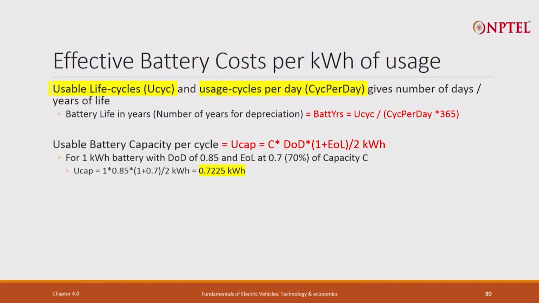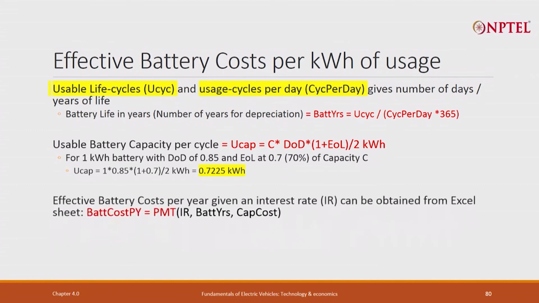So, your range should actually be computed based on this, not for a new battery, but very often the manufacturer will never tell you. Now, effective battery cost per year, given an interest rate and battery years, I have calculated with this formula. Effective battery cost per year is PMT of the interest rate, battery years, and the initial capital cost.